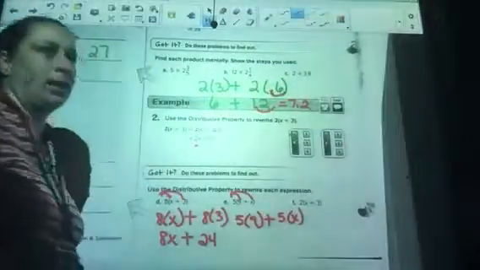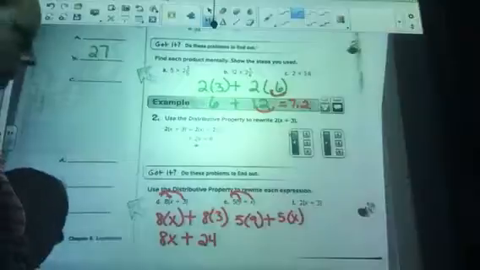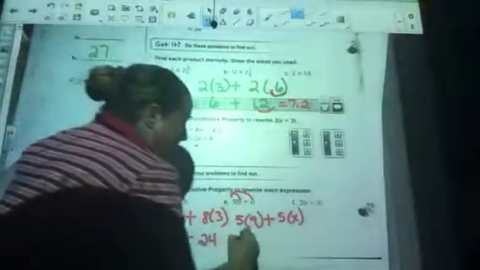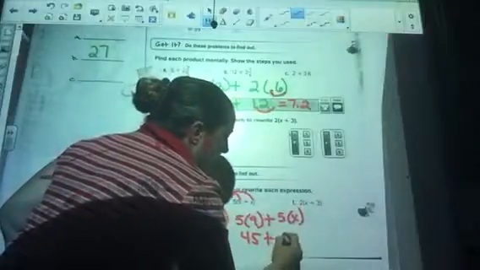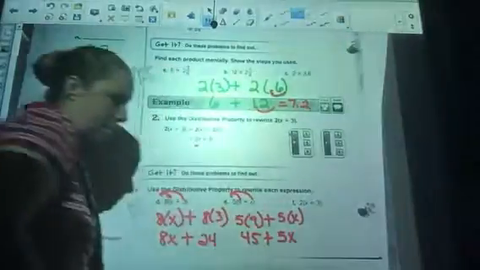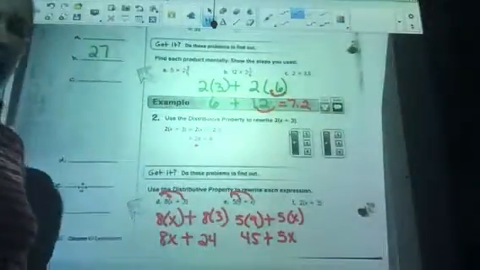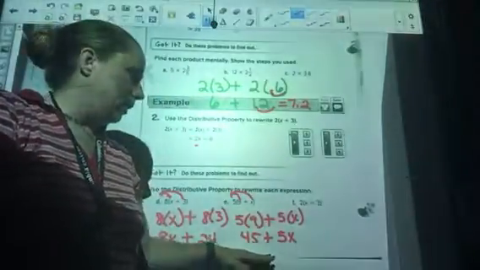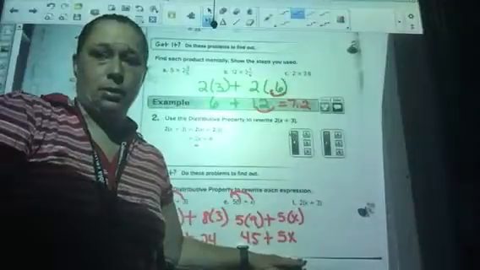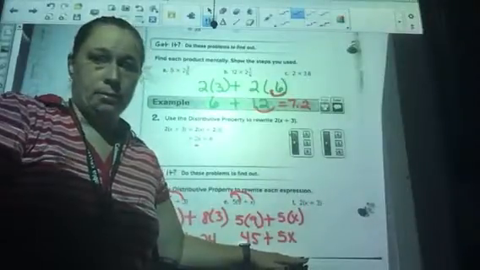Okay, what is 5 times 9? 45 plus 5 times x can only be 5x. And that is your final answer. Again, you can't combine these things because there's no x after 45. So it has to stay. That's your final answer. There's no more figuring it out than that.